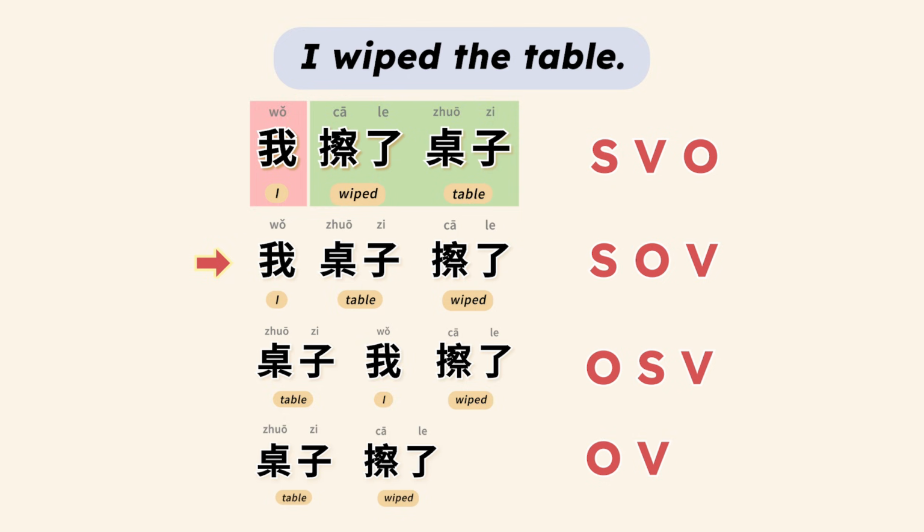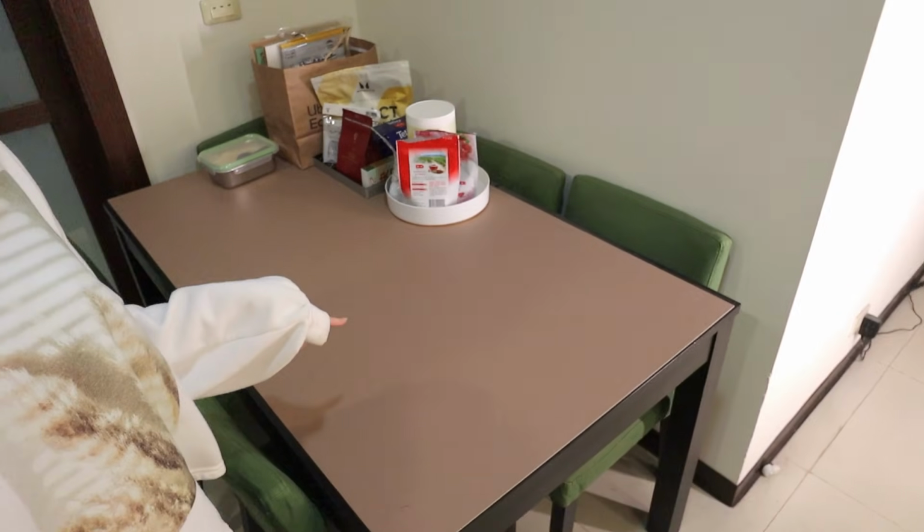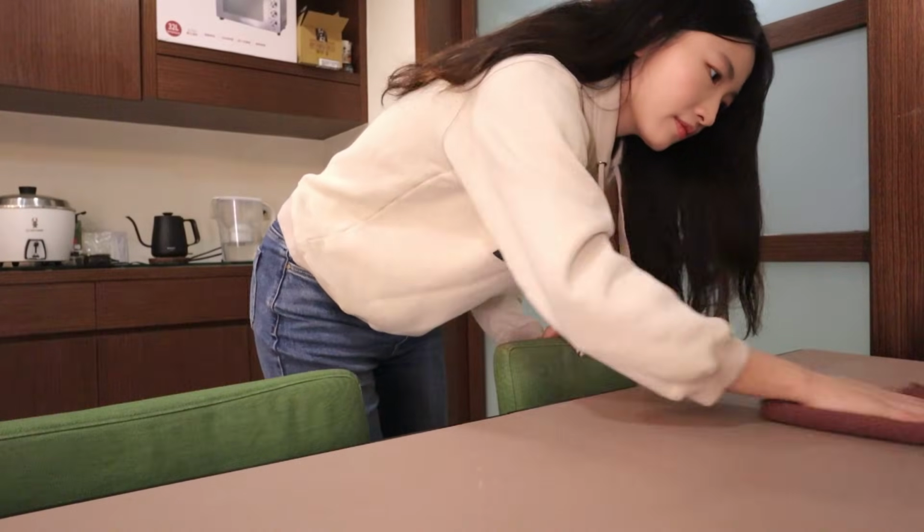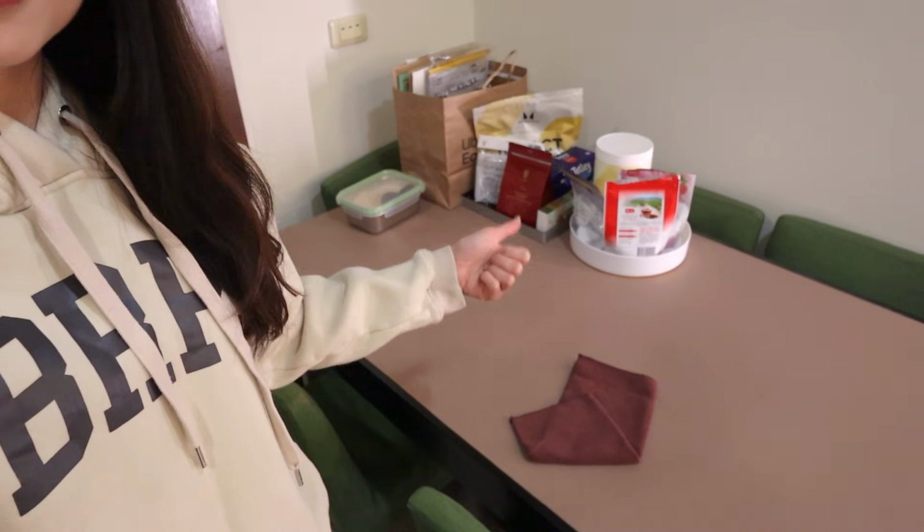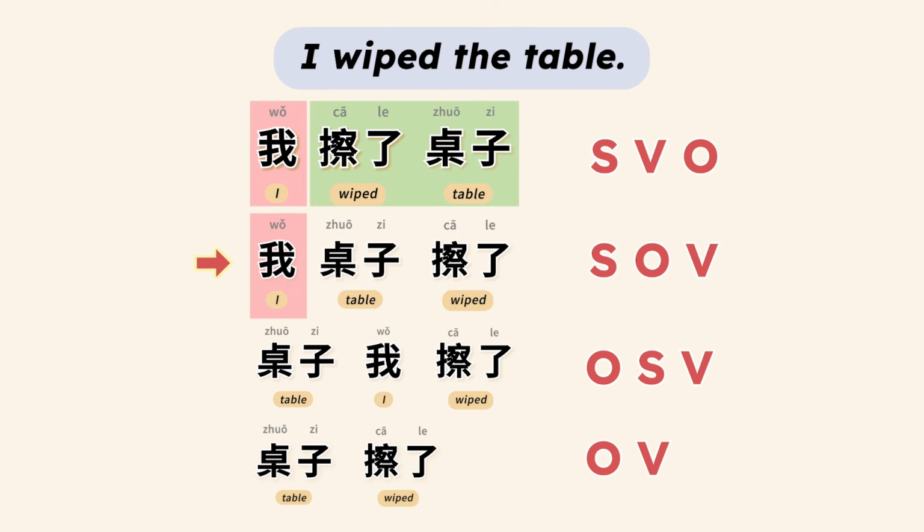For this sentence, 我桌子擦了 I table wiped. It could be used in a context where the listener expects you to wipe a specific table. In this situation, you're explaining what you have done, so 我 I comes first, and 桌子 table follows as it's also a topic in the conversation. 我桌子擦了 I table wiped.